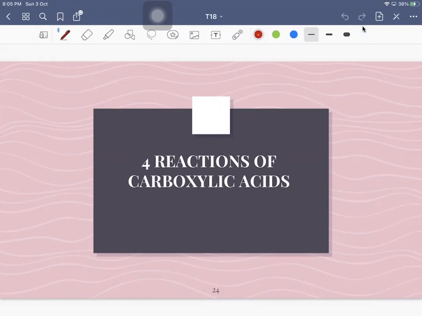Today we're going to continue with topic 18, carboxylic acids and esters. Previously we've looked at the general properties of carboxylic acids, the physical properties of carboxylic acids, and the production of carboxylic acids. So now we're going to look at the reactions of carboxylic acids.